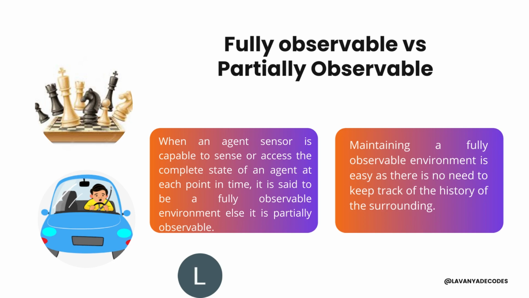For example, as we can see from the images, first is chess and second is driving. In the case of chess, the board is fully observable and so are the opponent's moves. In the case of driving, the environment is partially observable because what's around the corner is not known.